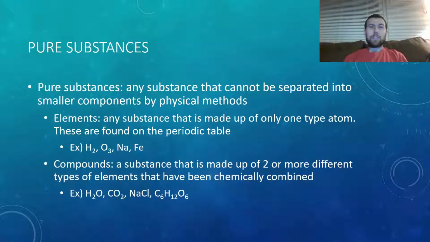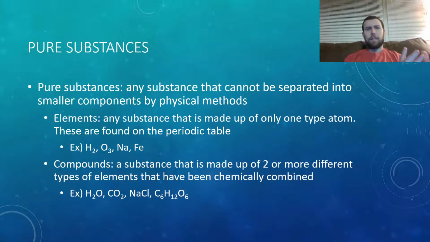Let's get to it. So, pure substances. We're going to start on that left-hand side. If you remember, your pure substances are those types of matter that are made up of one type of substance. By definition, a pure substance is any substance that cannot be separated into smaller components by physical methods. Now, when I say that, you might be thinking to yourself, Mr. Kenton, what do you mean by separating it into smaller components by physical methods?